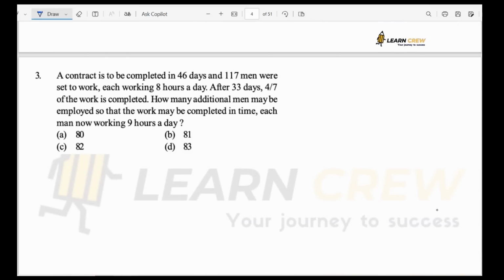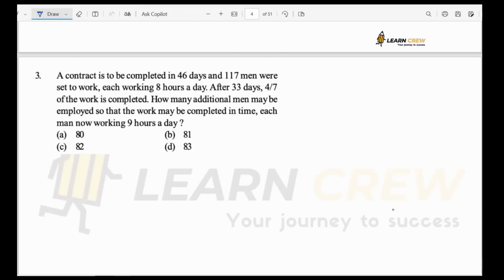Please do this. 30 seconds time. A contract is to be completed in 46 days and 117 men were set to the work, each working 8 hours a day. After 33 days, 4 by 7th of the work is completed. How many additional men may be employed so that the work may be completed in time? Each man now working 9 hours a day.